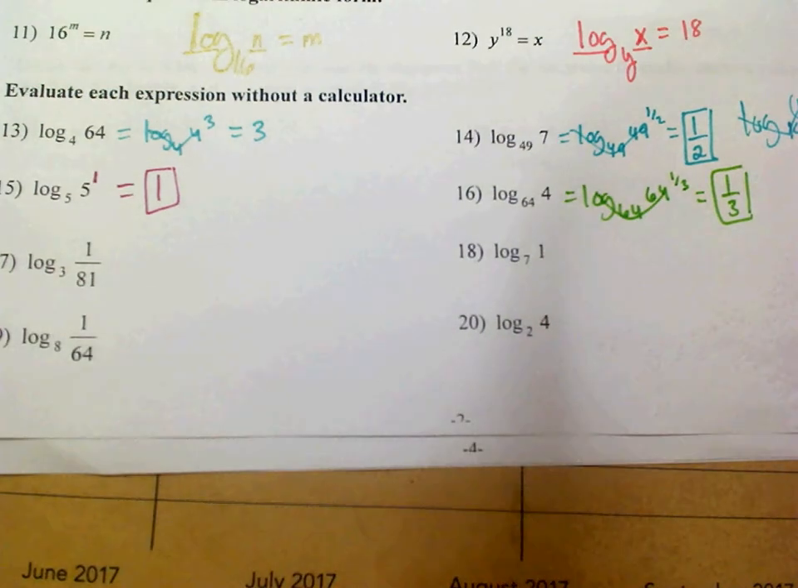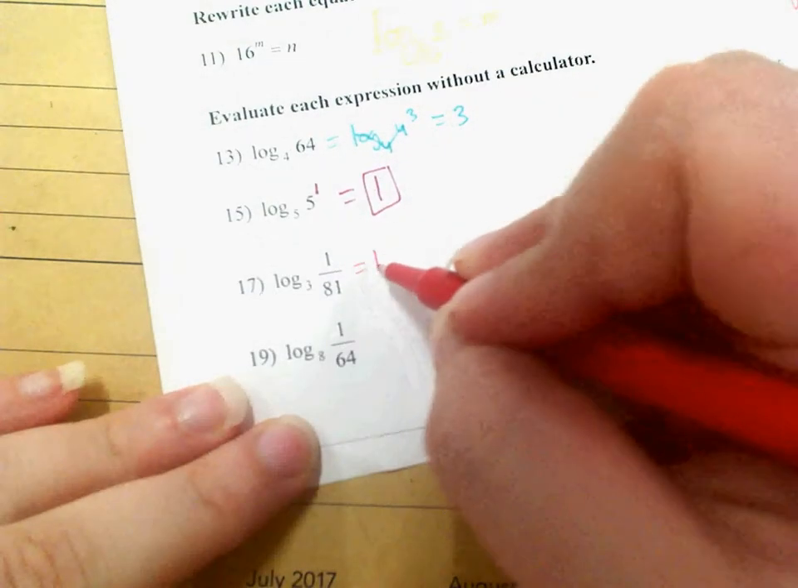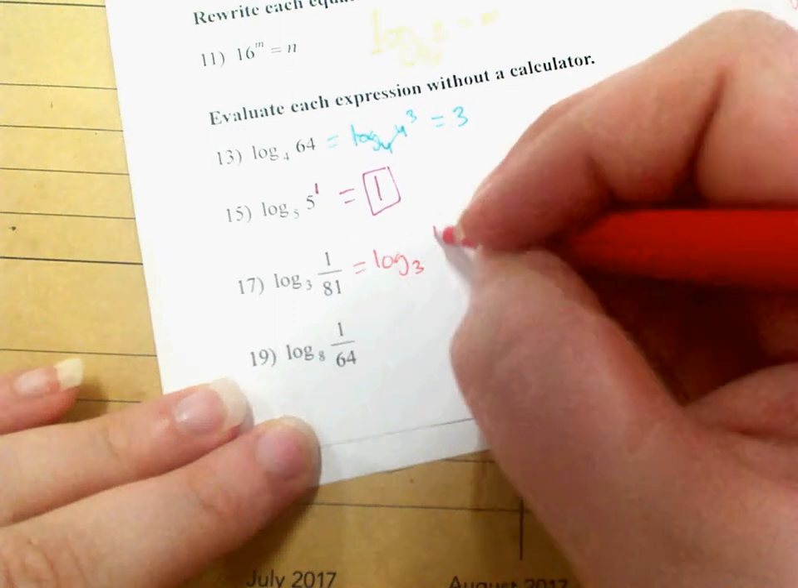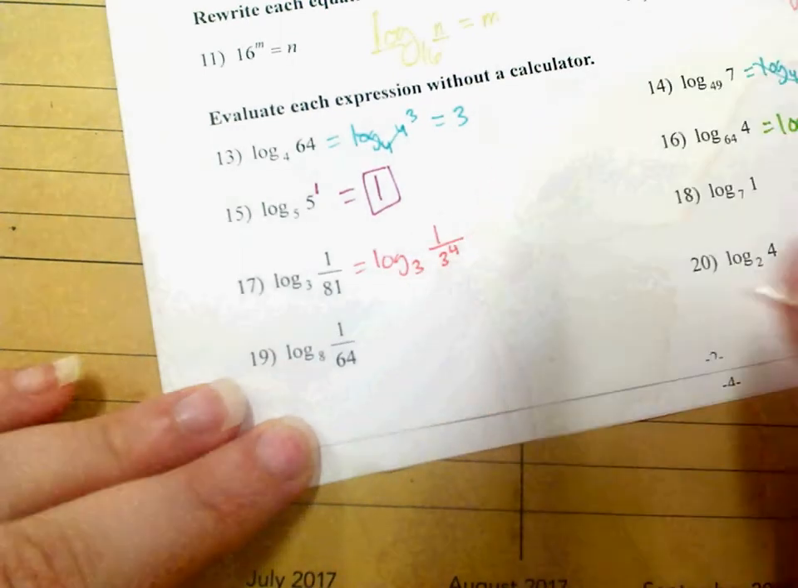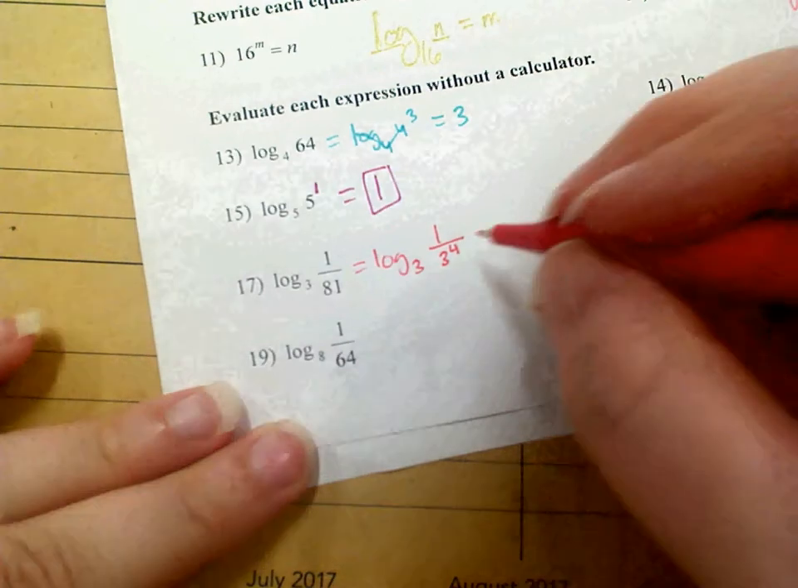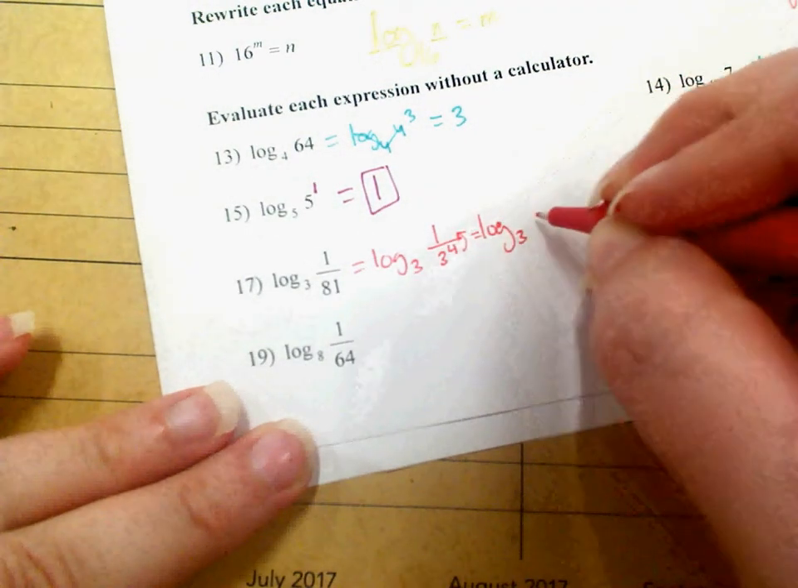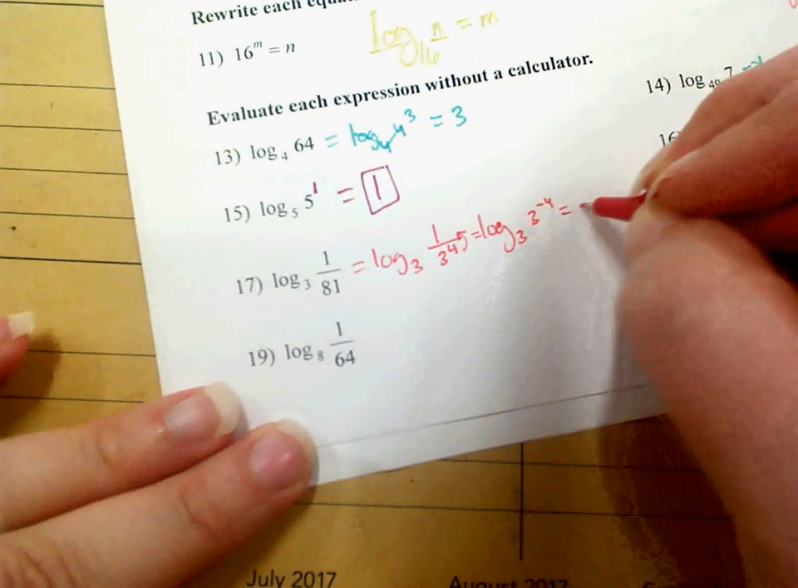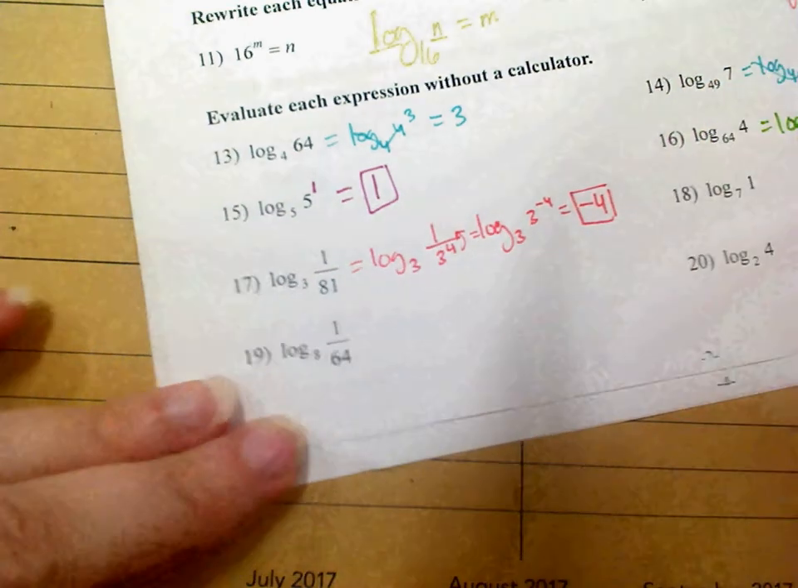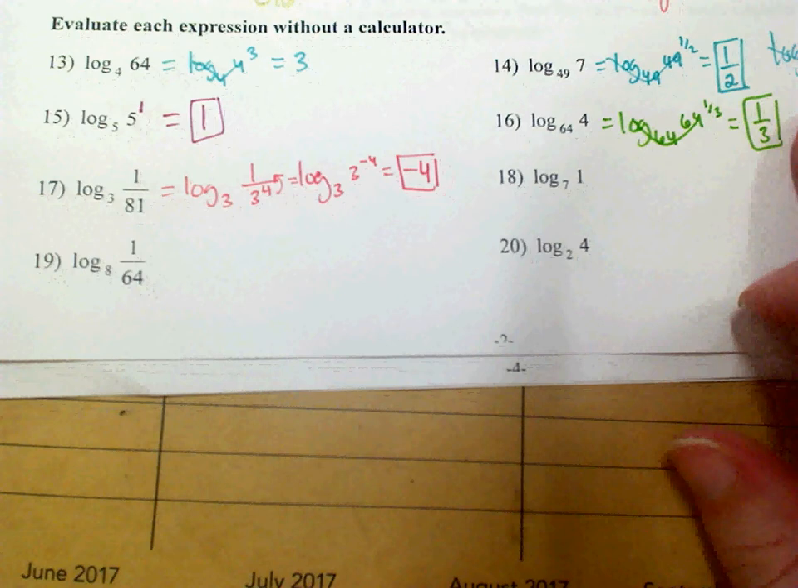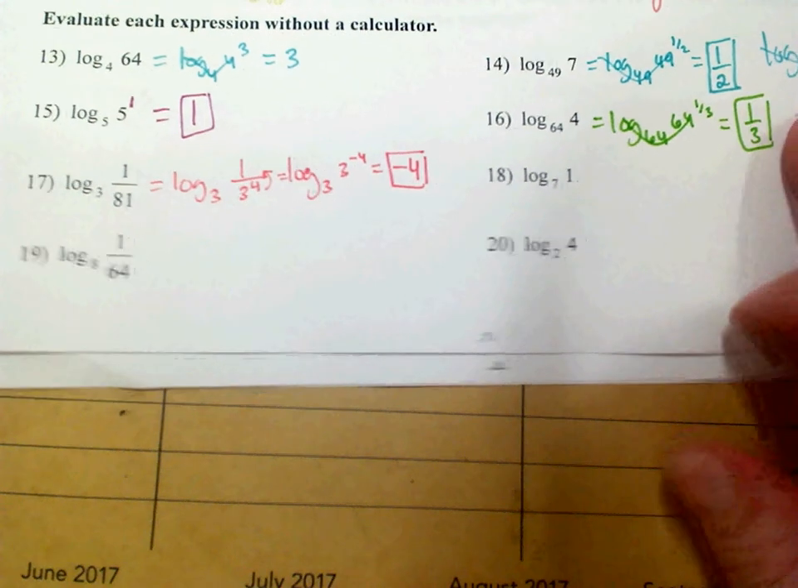Okay, on this one, what I need to do is think of 81 as 3 to the 4th, yeah? But it's in the denominator, so if I bring it up, then it is log base 3 of 3 to the -4th, which means my answer is -4. I'm sorry that I keep twisting it. It's just how I write. I should just turn the camera with it.